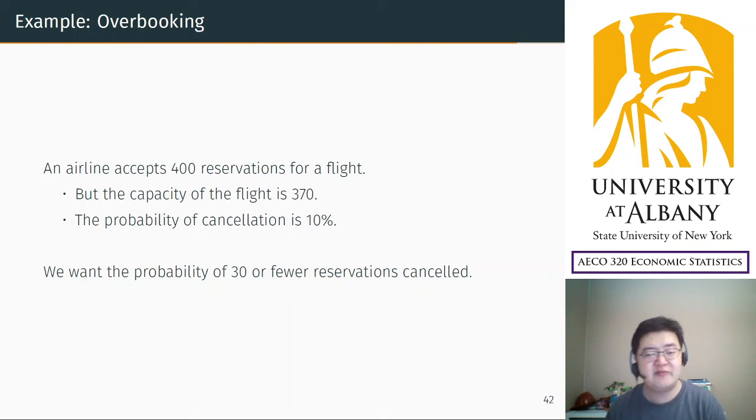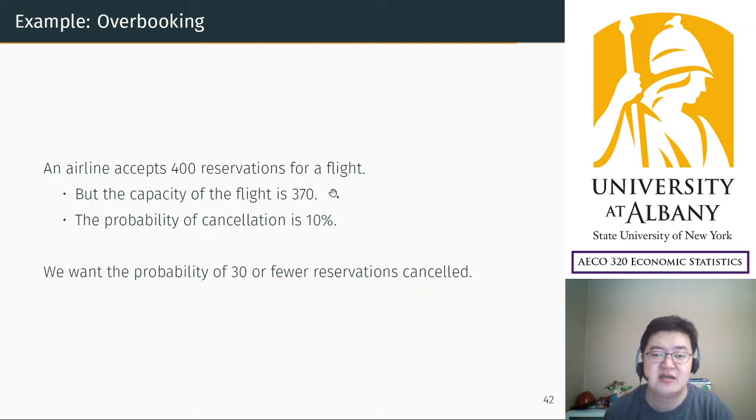As before, I'm going to assume that the reservations are independent of each other, and the probability is the same. So these assumptions are hidden. Let me proceed without saying that. And we are particularly interested in this: the airline sold 30 tickets more than it can accept. So 30 tickets are overbooked.